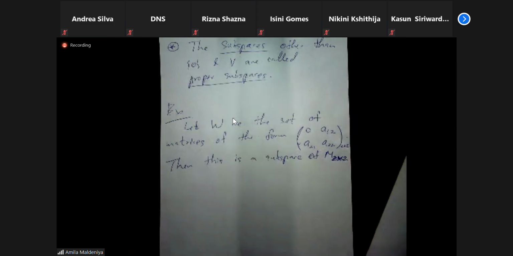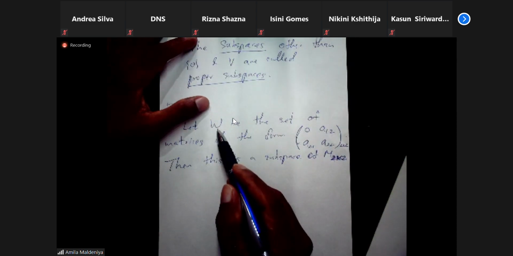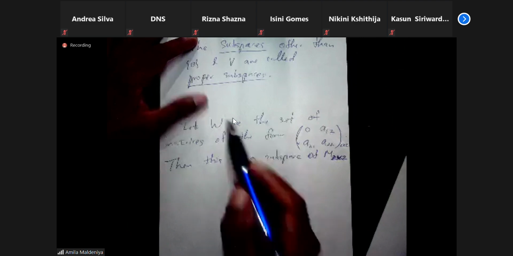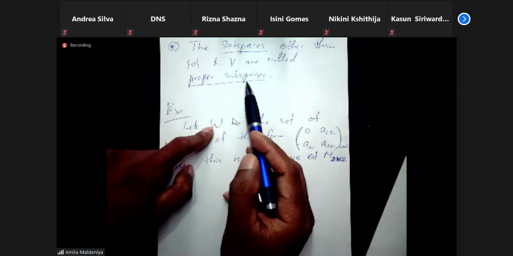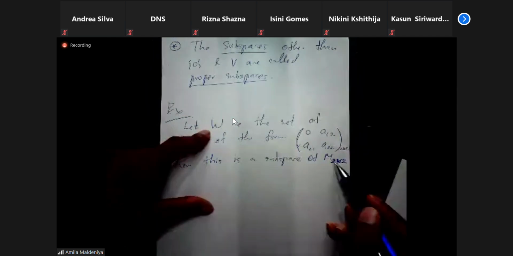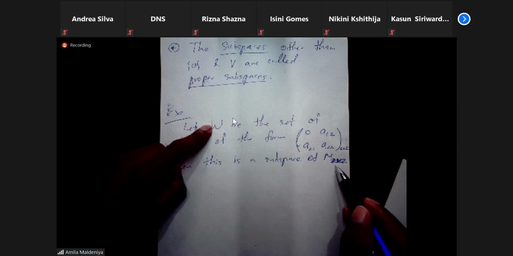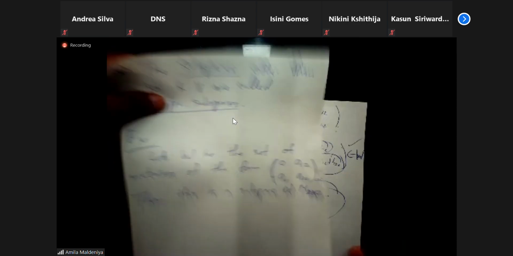Therefore W satisfies all the properties, all the axioms of a vector space. So we can say W is a vector space, or the correct word should be subspace. W is a subspace of all the 2 by 2 matrices. All the 2 by 2 matrices also form a vector space, and W is a subspace of this vector space. Now that's fine. Now let's move ahead.